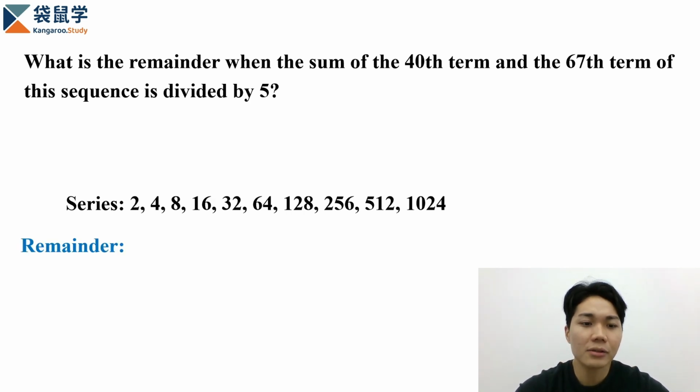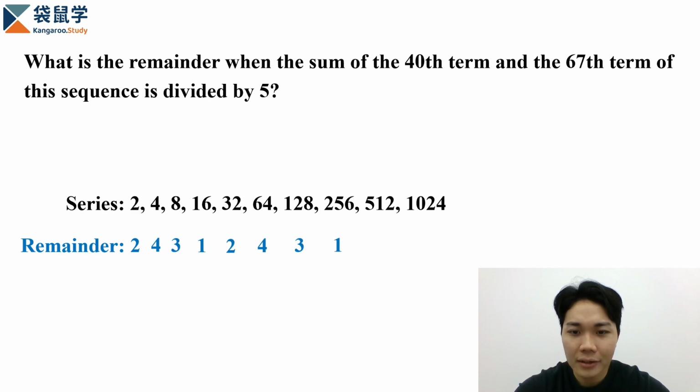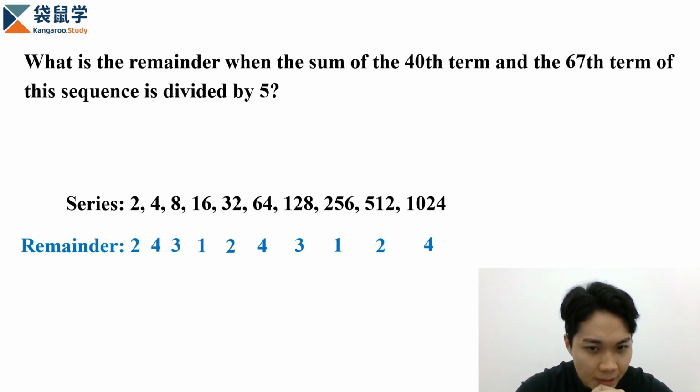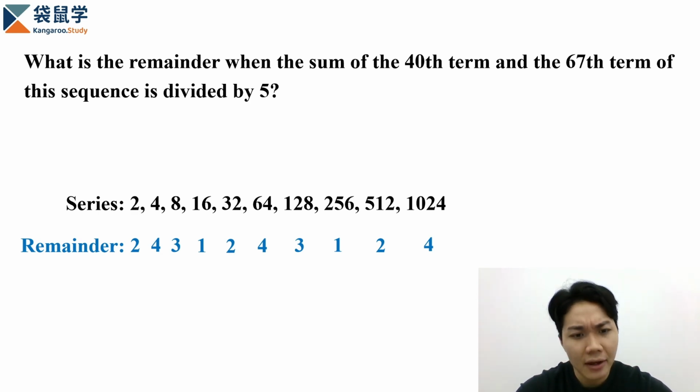When we divide 2 by 5, there is a remainder of 2. Next, 4. Next, 3. Next, 1. Followed by 2, 4, 3, 1, 2, and 4. Do you notice something here? It seems like the numbers, yes, they are repeating, right?